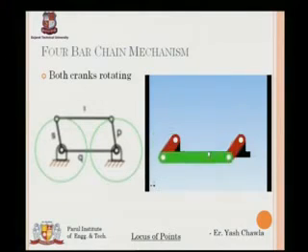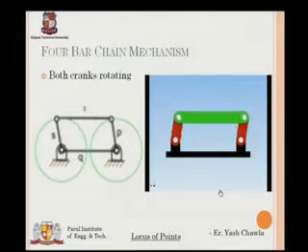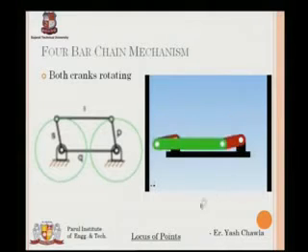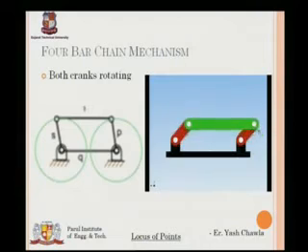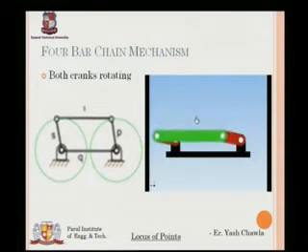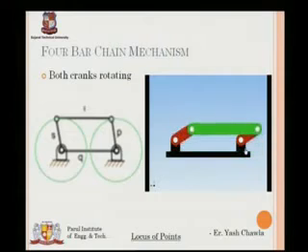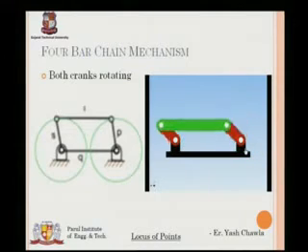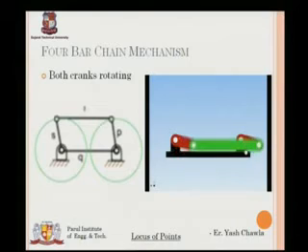Here we have, this is the connecting rod. Both the reds are shown. These are the cranks which are rotating. Both are rotating anti-clockwise, and this is the fixed link. So here we have 1, 2, 3 and 4. Let's see it once again. Yeah, 1, 2, 3 and 4. These are 4 links or 4 connections of 4-bar chain mechanism as required.